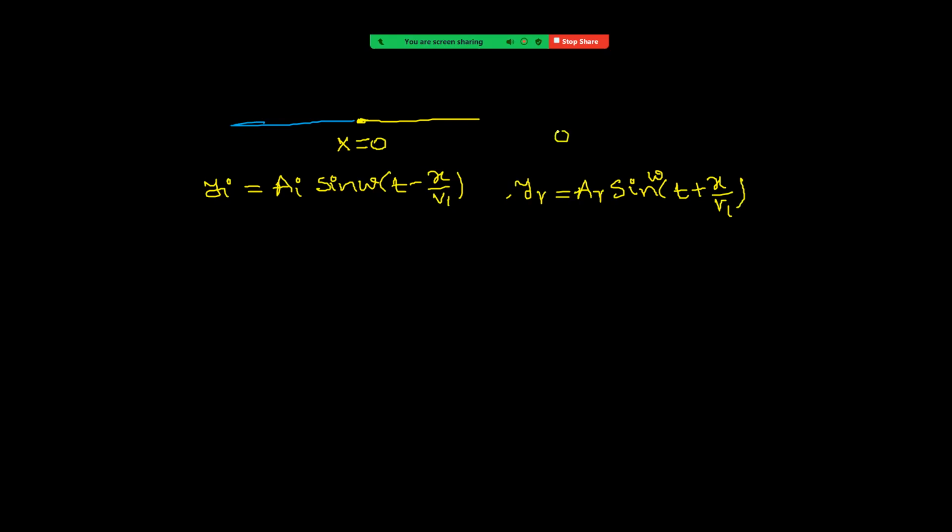I am taking the first case, phi equal to 0. That means traveling from denser medium to rarer medium, so the condition here is mu1 greater than mu2. Therefore phi equals 0. Next, y transmitting equals A transmitting sine omega t minus x by v2, because transmitting means the medium has changed, therefore the speed changes. So in the first medium the speed is v1, and in the second medium the speed is v2.